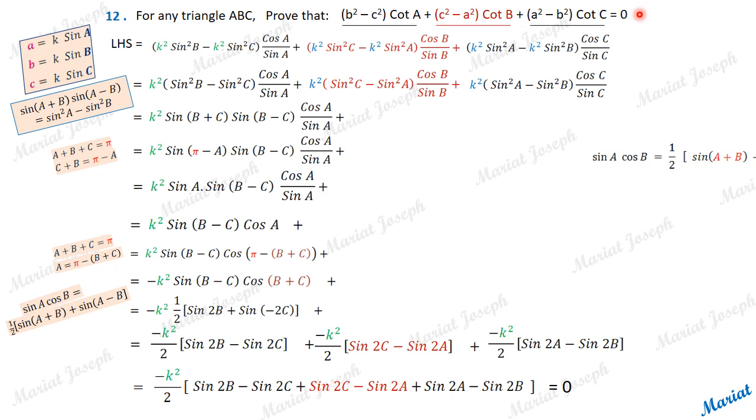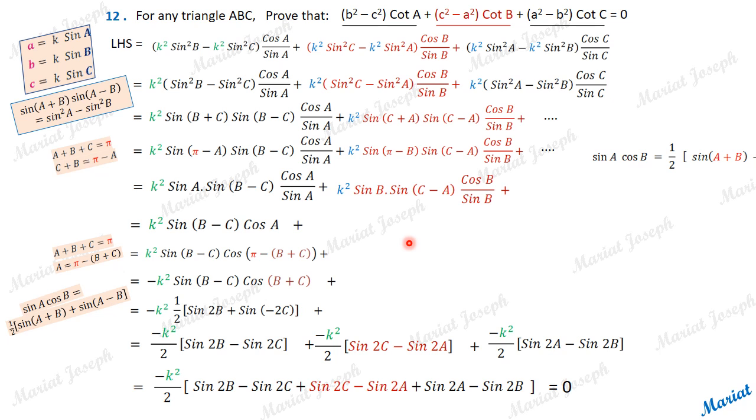So the RHS 0 is obtained. Again, I am telling you, it's not a complete proof. We would have written the second term and the third term simplifications also. It would have gone like this.